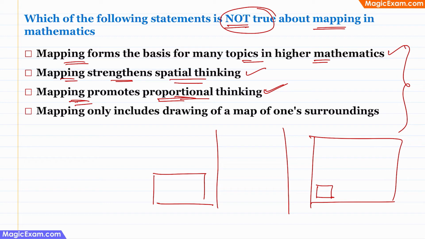Now the last one says mapping only includes drawing a map of one's surroundings. This is incorrect because if you look at the type of mapping activities that are given to children, they can create maps of their classroom, they can create maps of how they travel from school to house, they can create maps of how they go to the market. So mapping can include making drawings of different things, not just one's immediate surroundings. Therefore, this statement is incorrect and it is not true.